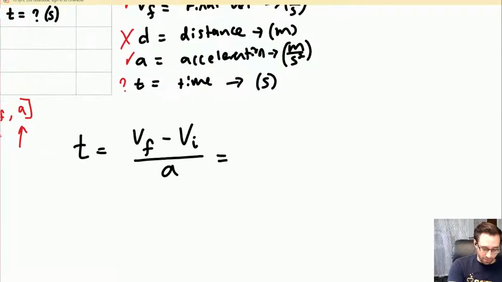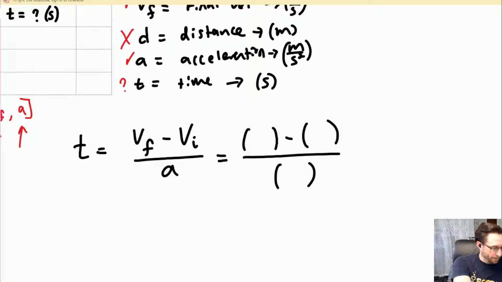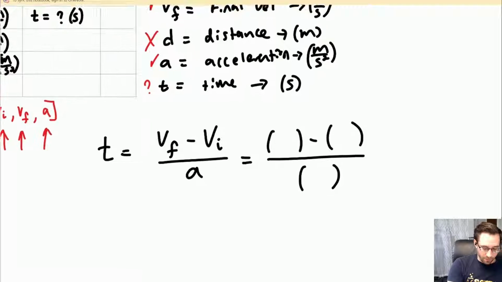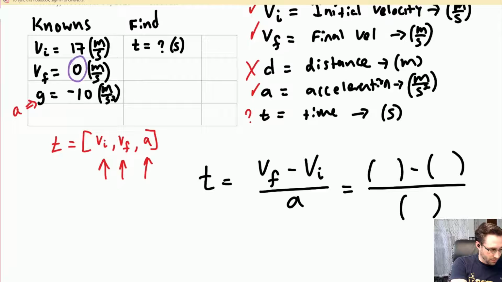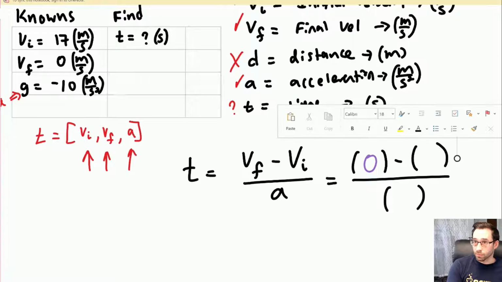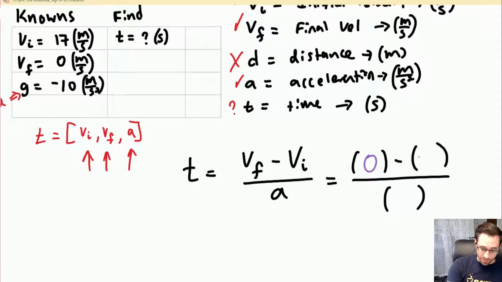Everywhere that I've got variables, put open and close parentheses. Final velocity is 0, so put 0 there. Make sure my face isn't in the way. Initial velocity was 17. And then the acceleration was negative 10. Any questions about that?